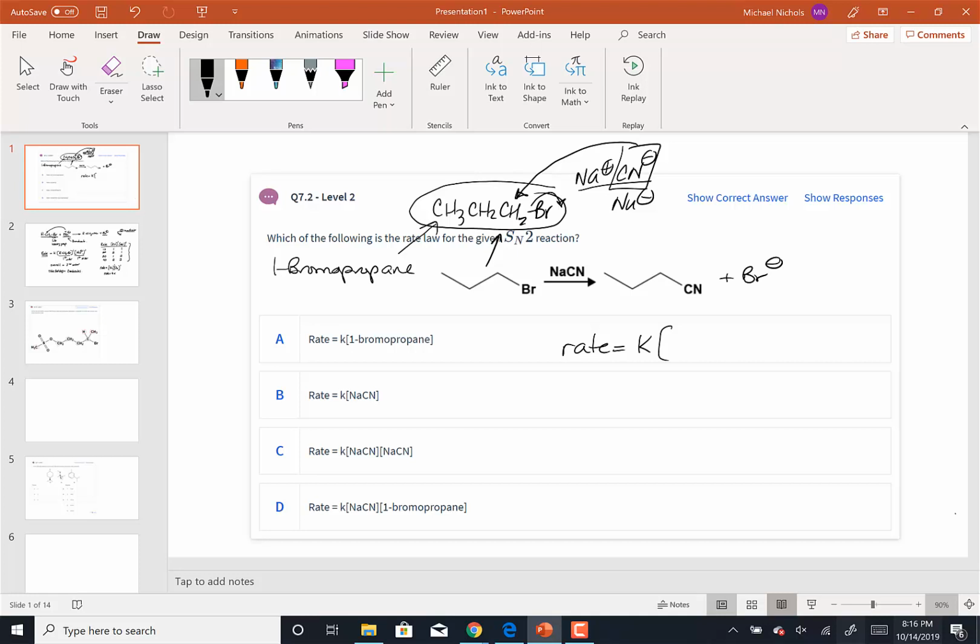of the alkyl halide, which is 1-bromopropane, times the concentration of the nucleophile, which in this case comes from the sodium cyanide. And so in this case, answer D is the correct one, because it has sodium cyanide to the first power times the alkyl halide, which in this case is 1-bromopropane to the first power. Okay, and so that's how we look at the rate equation for an SN2 reaction.